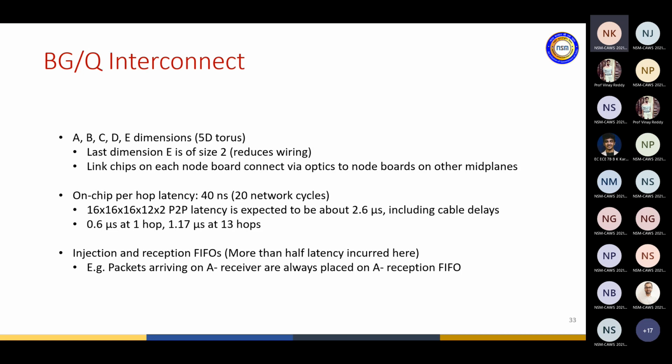So on the chip, with 16 cores, per hop latency is on the order of nanoseconds. For this Sequoia system, which was the number one system I showed, the 96K system, this is the A, B, C, D, E dimensions, the 5D torus configuration for that system. And for that, the average P2P latency is about in microseconds, right? For one hop, it takes 0.6, and for 13 hops, it takes 1.17.